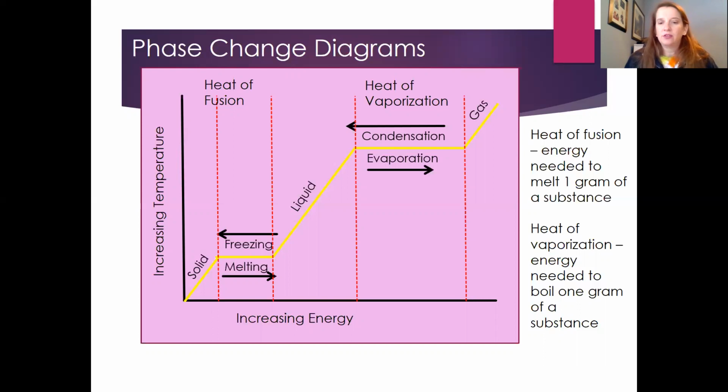For water, those values are down here at the bottom. The heat of fusion for water, which is between your liquid and your solid, that's 334 joules per gram. The heat of vaporization for your water is 2,260 joules per gram. Okay, make sure you get those down.